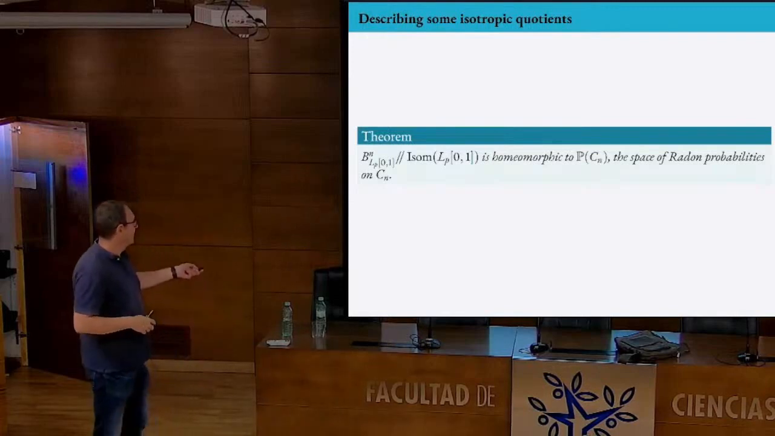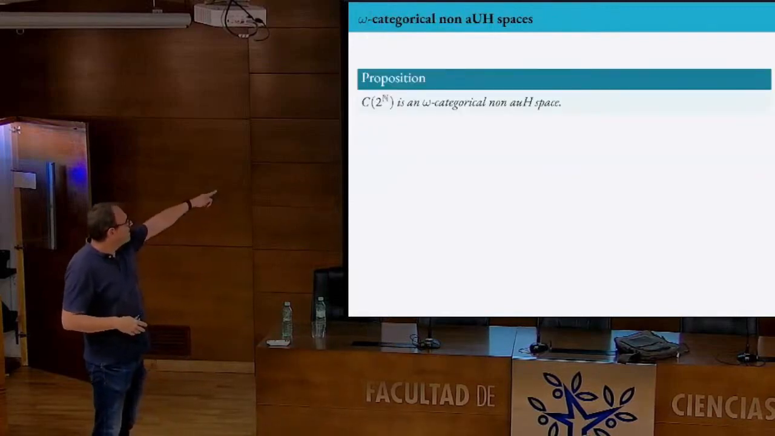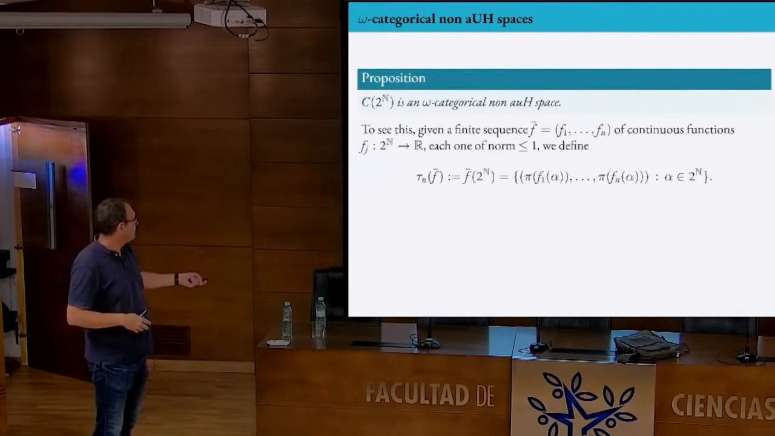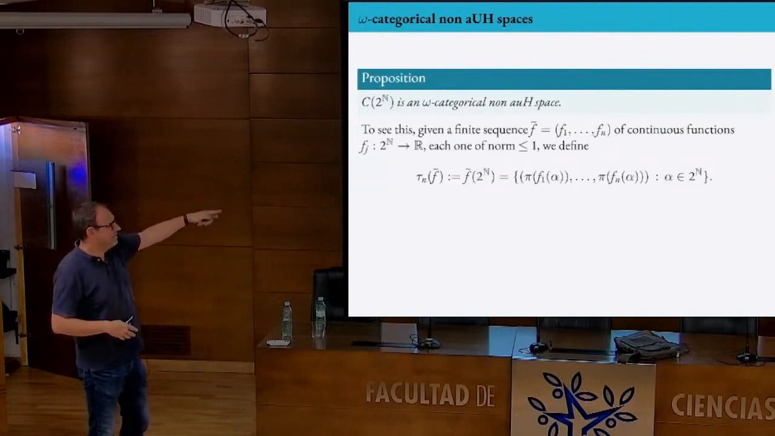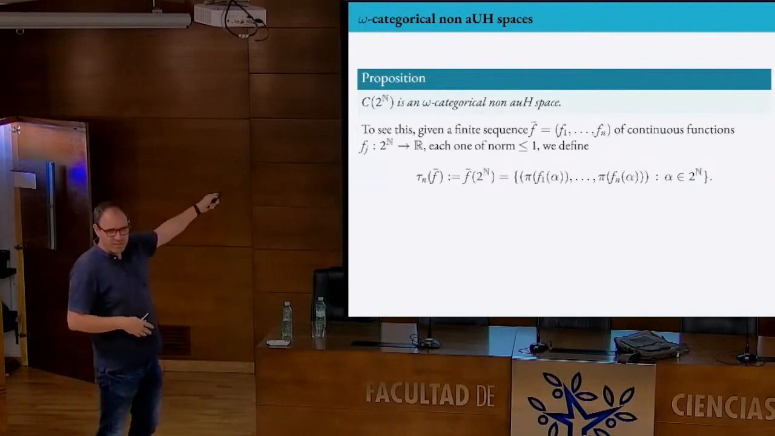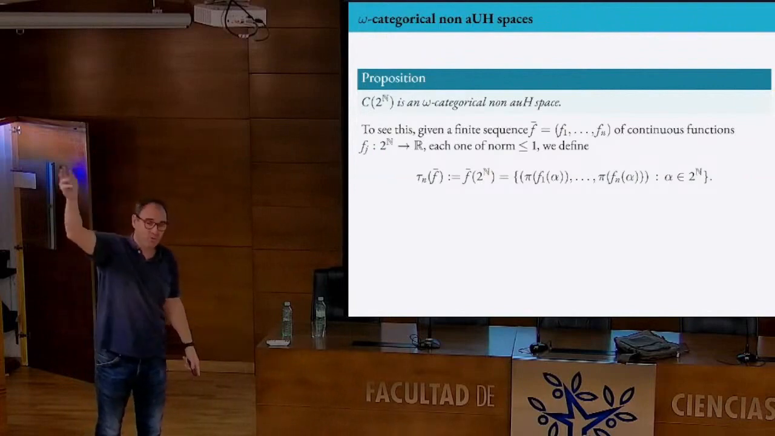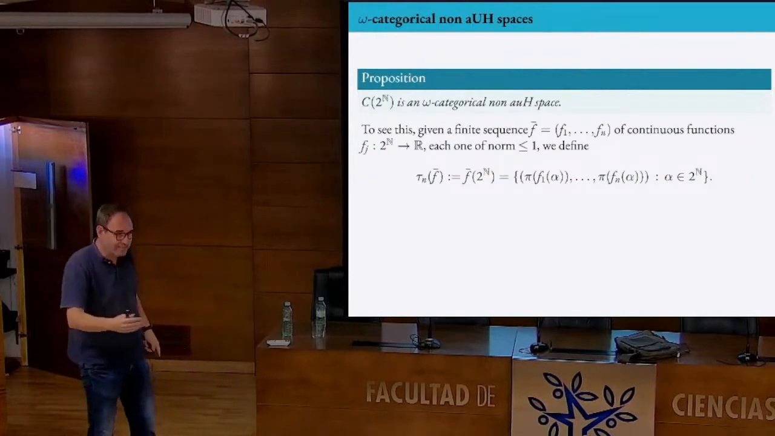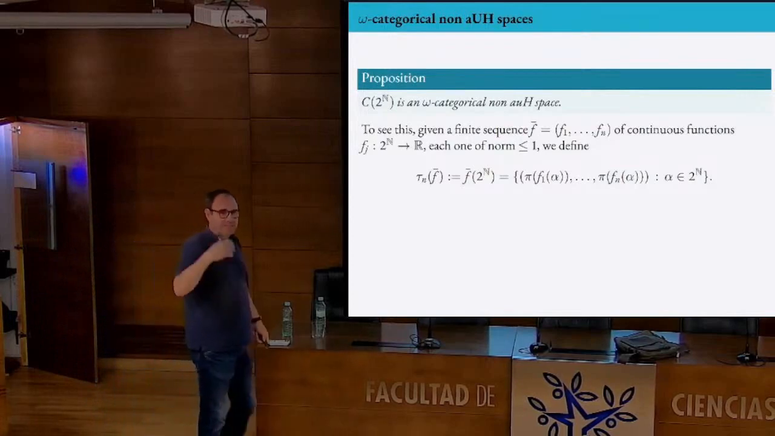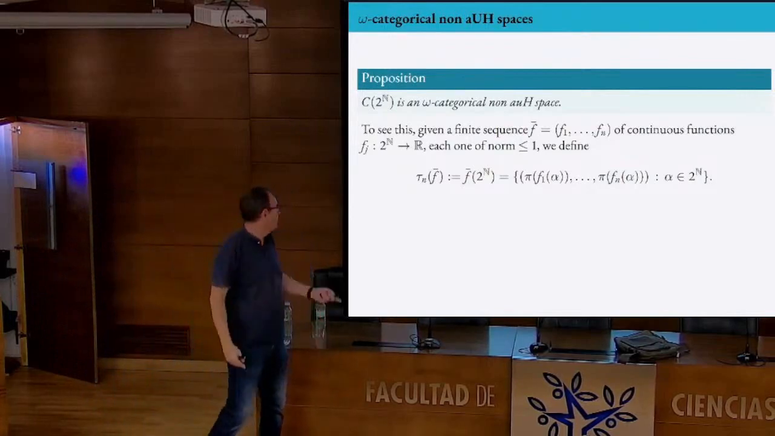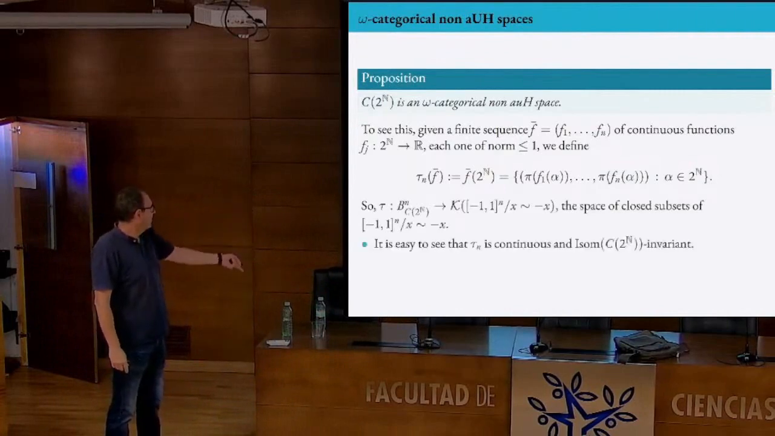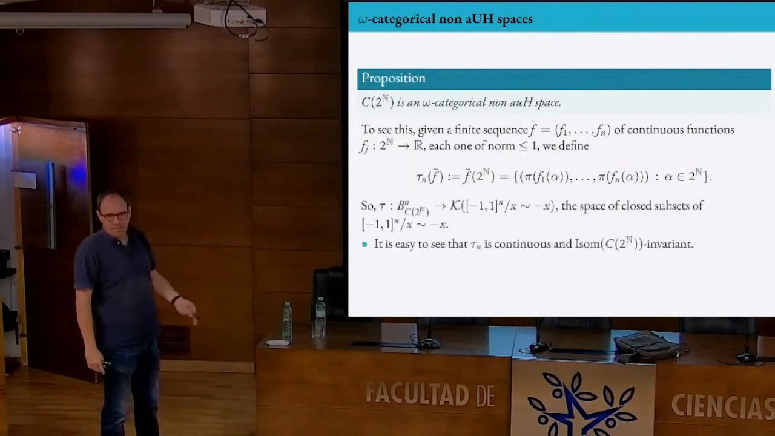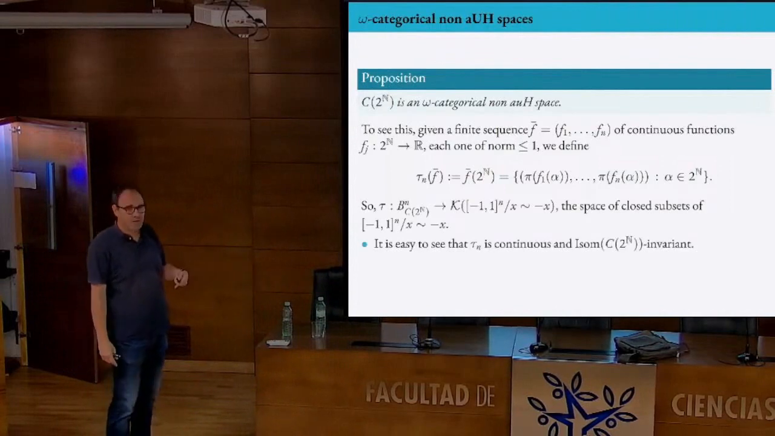¿Vale? So let me, and this will be, I promise, the last thing. Why is it that the ball of C of 2 to the n quotient out by the isometries is the collection of compact subsets of Cn? So how do you do that? Well, it is easy again to see that this is continuous and invariant under isometries.